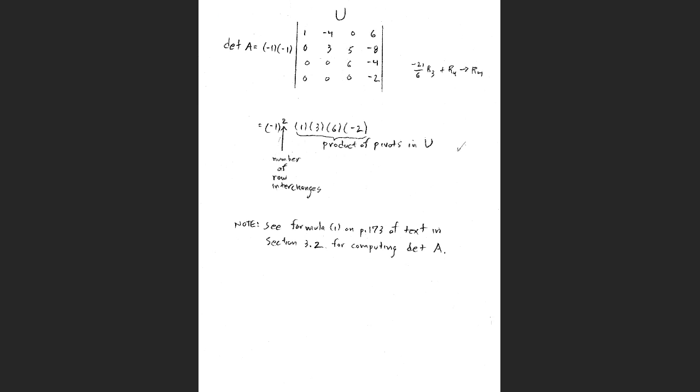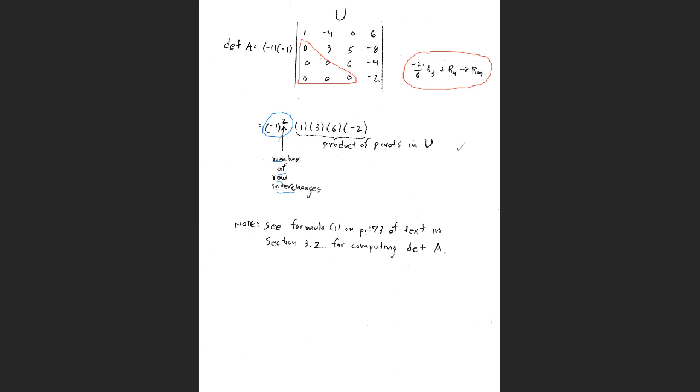Okay, I take then -21/6 times the third row and add it to the fourth row. And now my matrix is in upper triangular form. It's in echelon form. I have triangle zeros below the diagonal. And so the determinant of A is just going to equal -1 to the second power. The power 2 gives the number of row interchanges that we used.